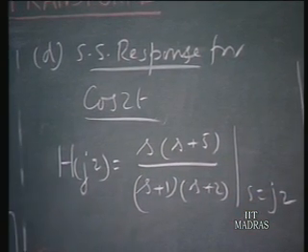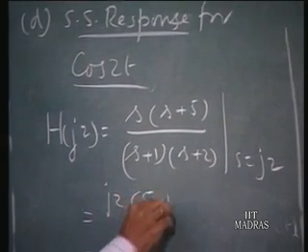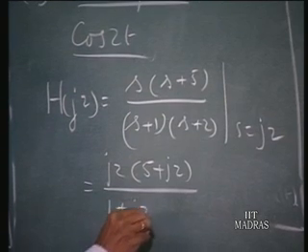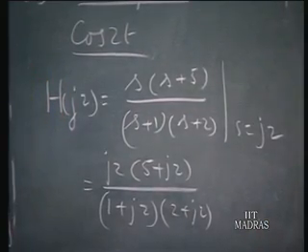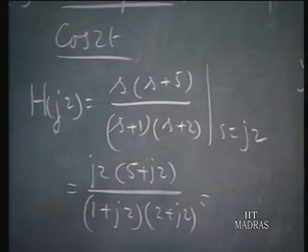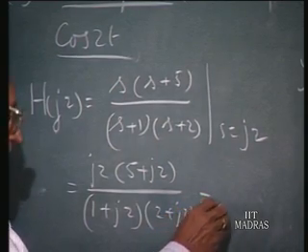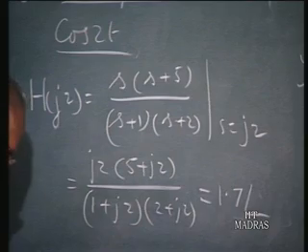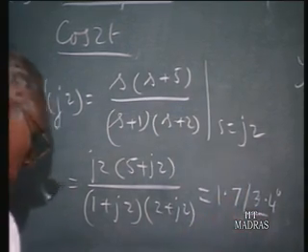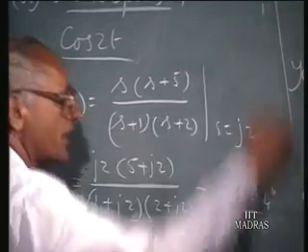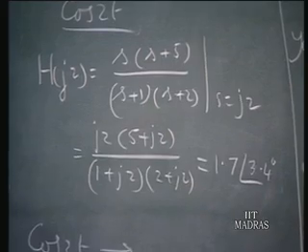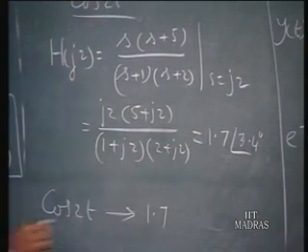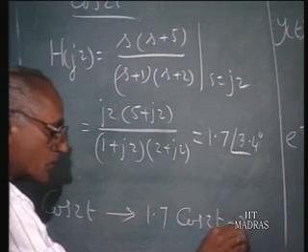So when you substitute s equal to j2 in this, you get j2 times (5 plus j2) divided by (1 plus j2) times (2 plus j2). If you simplify this, rationalize and simplify, this will turn out to be approximately 1.7 at an angle of 3.4 degrees. So the frequency response function H(j2) turns out to be 1.7 at 3.4 degrees. So if cos 2t is the input, the steady state response of that will be 1.7, this is the magnitude of the frequency response function, times cos(2t plus 3.4 degrees).